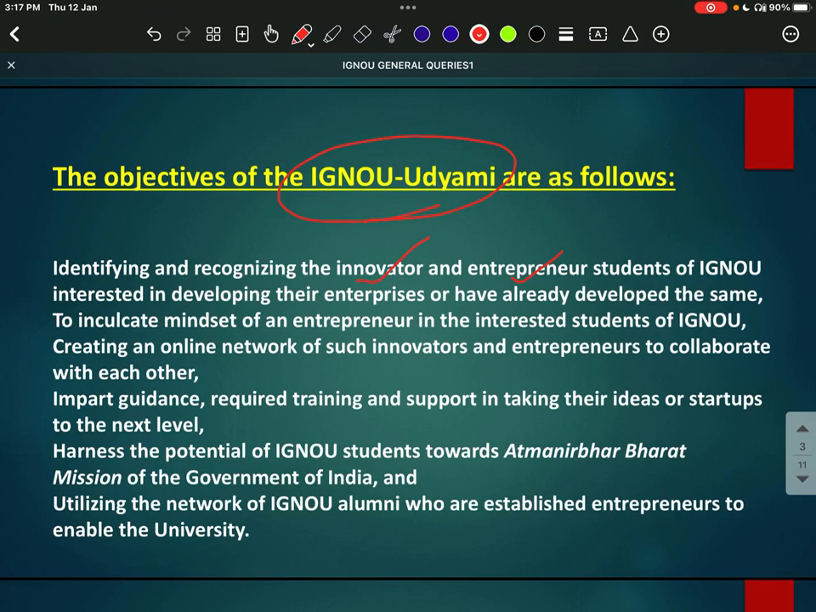So in order to inculcate the mindset of an entrepreneur in the interested students of Ignou, we can create an online network, which we have already created. This channel is that network we are creating. Here, we would always welcome the innovators and entrepreneurs; they can come and collaborate with us. If they want to share their knowledge, they are always welcome. In order to get guidance, proper training and support, they can take the ideas and take the startups to the next level. Then it can harness the potential of Ignou students towards the Atmanirbhar Bharat mission of the Government of India. So that is the approach here. And you can utilize the network of Ignou alumni also, who have established themselves as entrepreneurs, to enable the university.